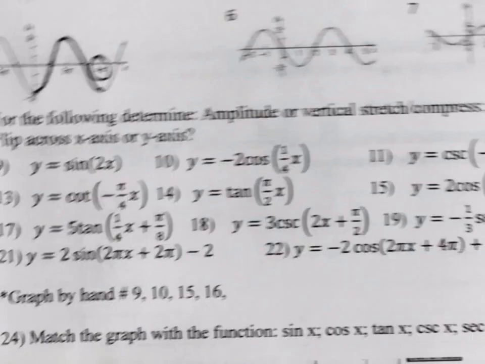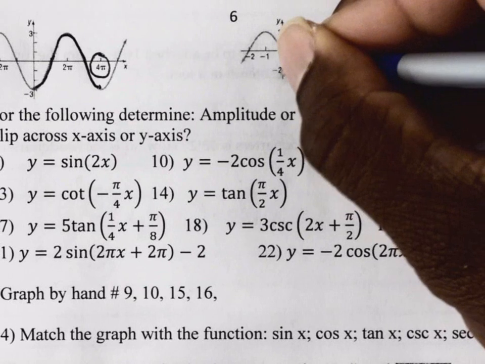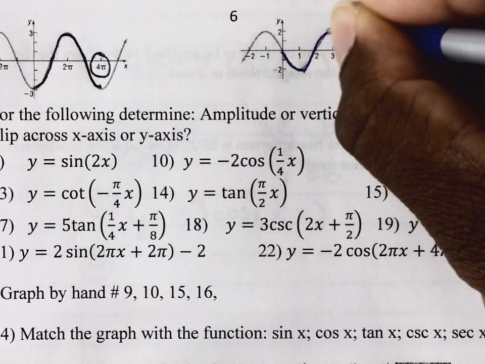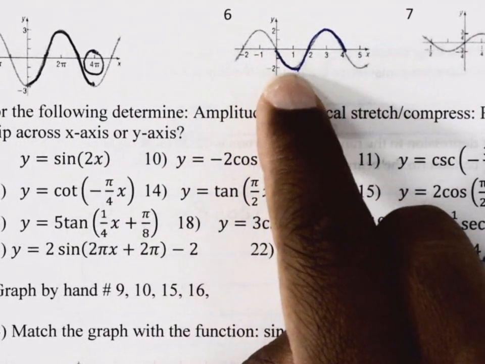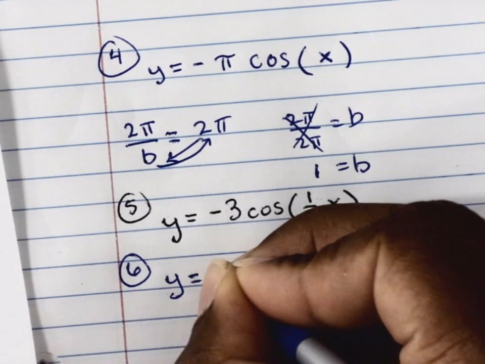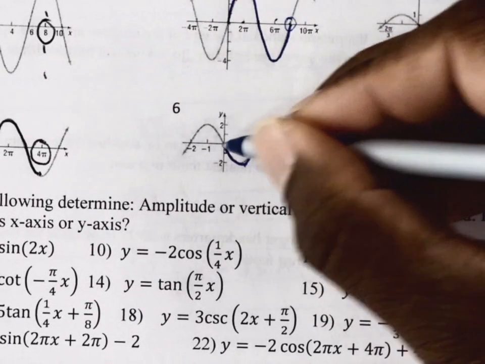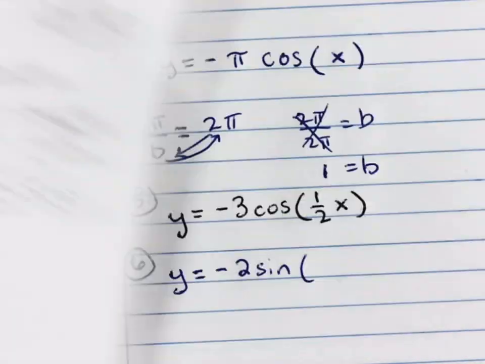Number 6. Starts at the origin, so it's sine. I see 2 and negative 2 is what it fluctuates up and down between. So 2 is my amplitude, and it starts at the origin, but it goes down first, which lets me know it's going to be a reflection. So I got y equals negative 2 sine, and then we need to figure out what b is. So follow the pattern, or count the points. 1, 2, 3, 4, 5. At 4 is where it finishes its cycle.